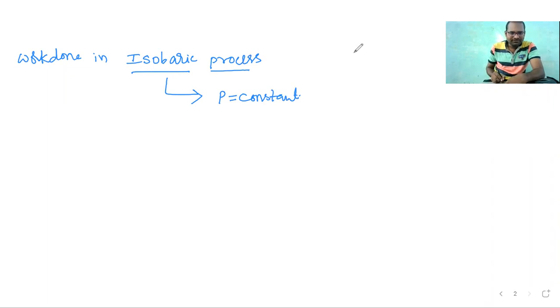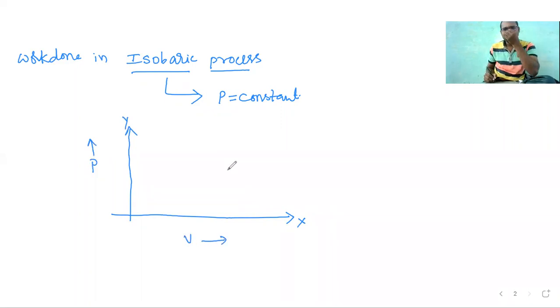Now, if you take an indicator diagram for isobaric process between pressure and volume, always pressure I am going to take on the y-axis and volume on the x-axis. If you draw a graph in which pressure is constant, what will you get? You will get a straight line horizontal to the x-axis, like this. Clear?